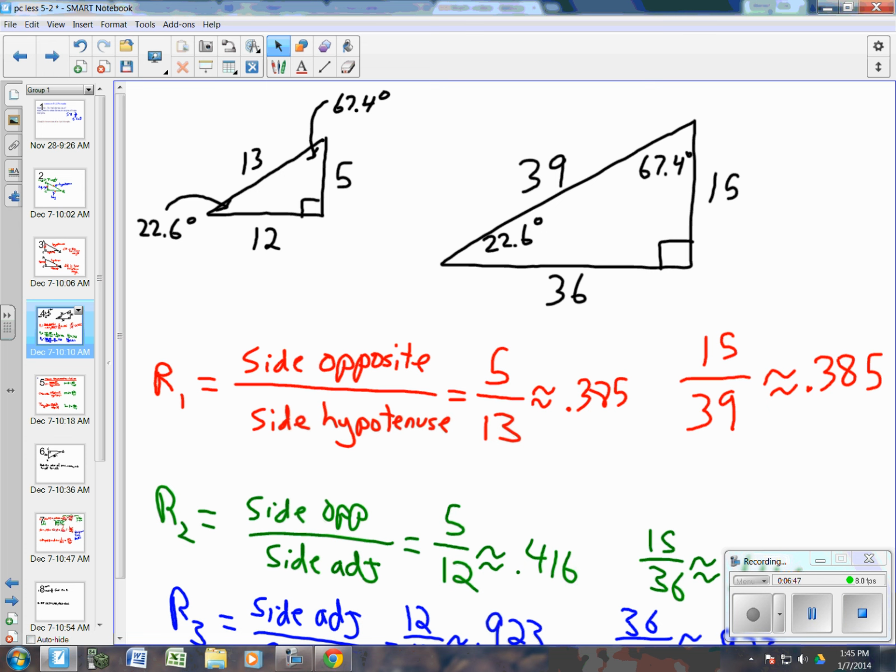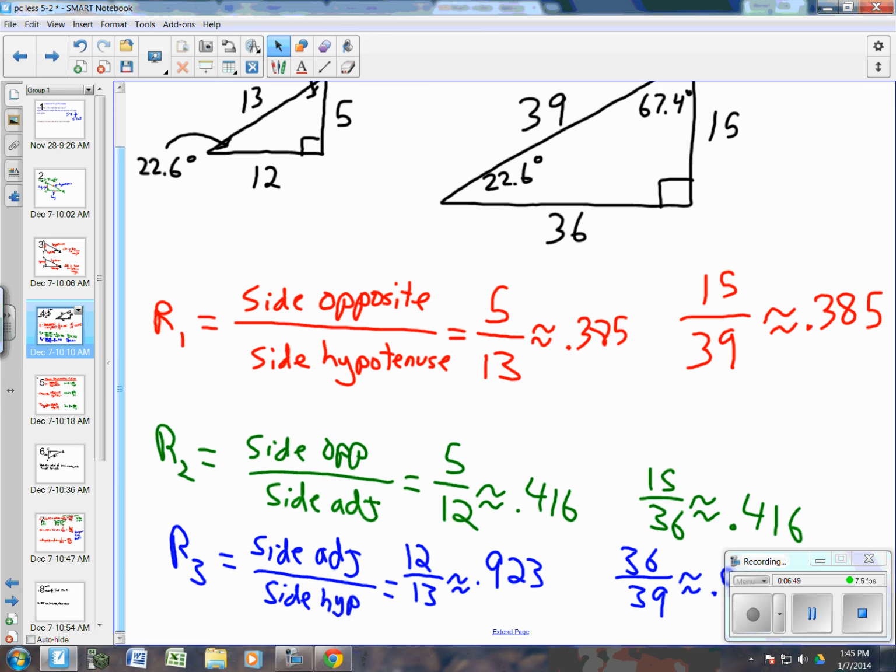Then we're going to look at this one down here. This time I'm still with the 22.6 degree angle. I'm going to go side opposite over side adjacent. Side opposite of 22.6 is 5. Side adjacent is 12. And over here I have 15 and 36. Well, notice both of them. 5 over 12 equals 0.416. 15 over 36 equals 0.416.